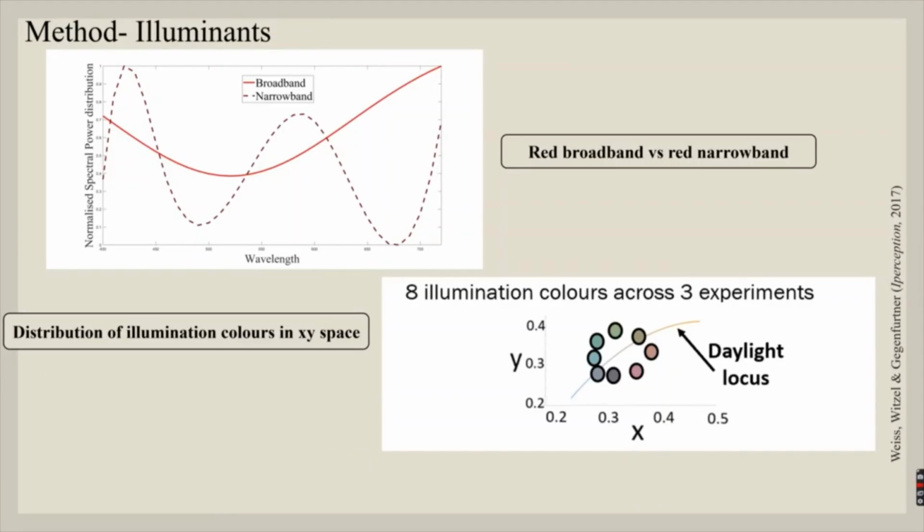Then we rendered each scene under two types of illuminants, narrowband and broadband, because bandwidth has a major effect on the rendering of surface colors. Natural lights have rather broadband spectra, while artificial lights like LED have narrowband spectra. For both narrowband and broadband, we sampled 8 illuminants so that we can cover 8 color directions, as can be seen in the lower image.